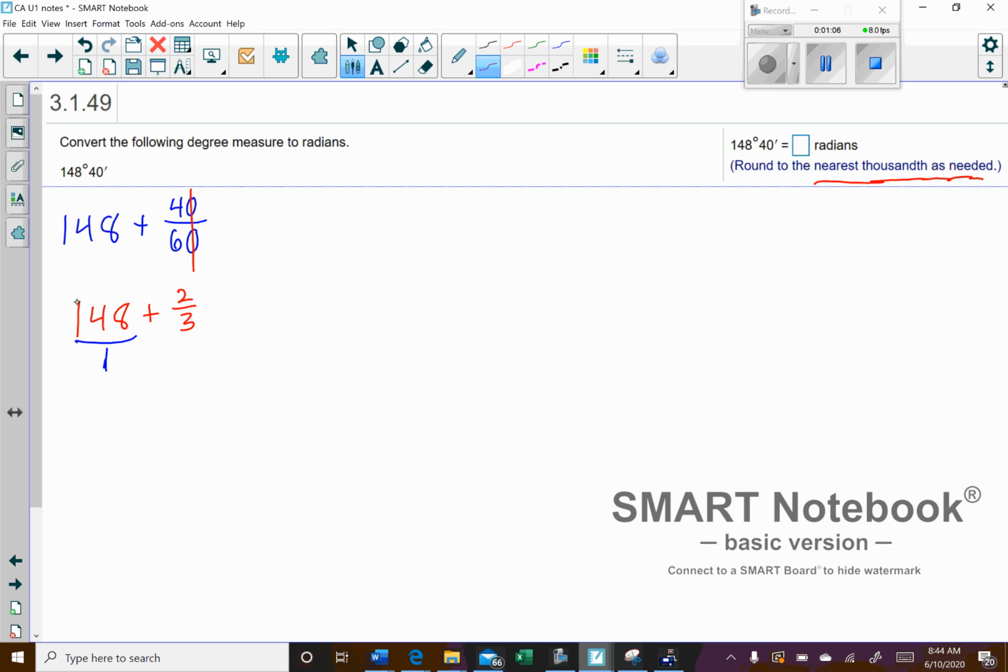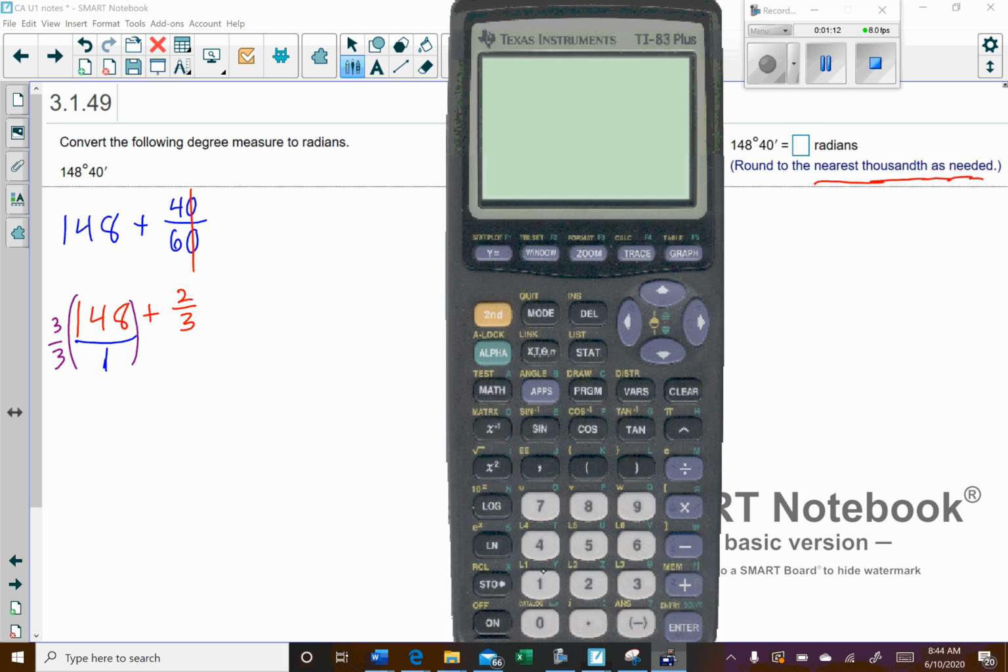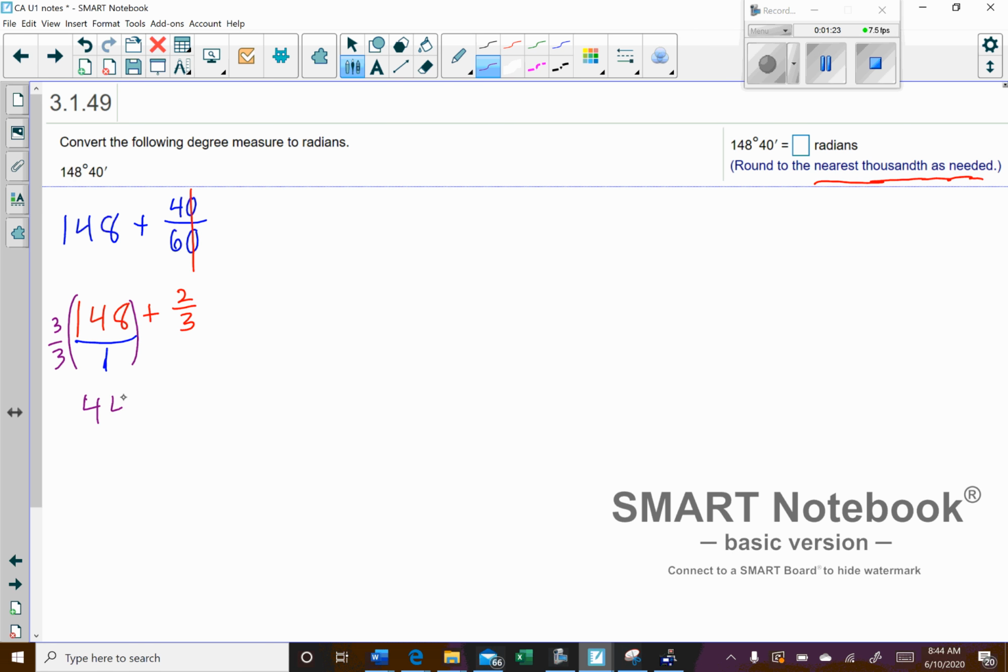So we're going to multiply the 148 by 3 over 3. Let's see what that gives us. 148 times 3, so 444. So we're going to get 444 over 3. That was just how I got my LCD right there. Multiplied the top and bottom by 3. Now I have that common denominator and I can add these together. So I get 446 over 3 degrees. Okay, so that's how I converted that.